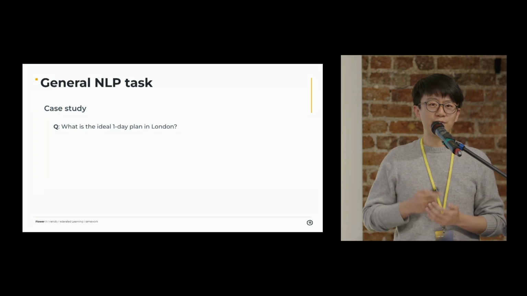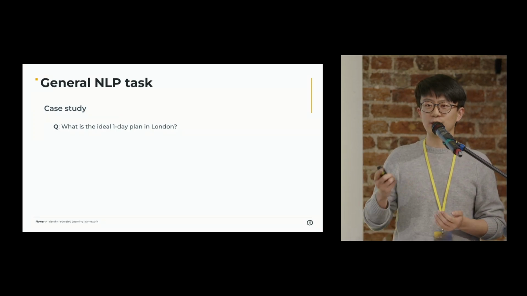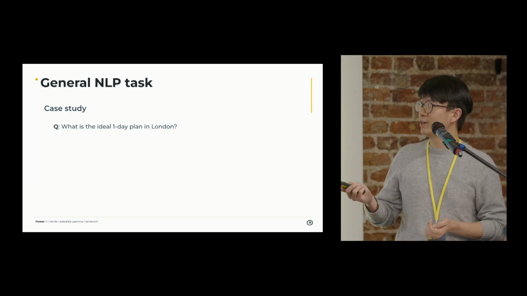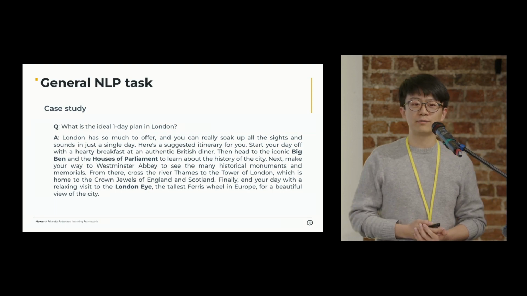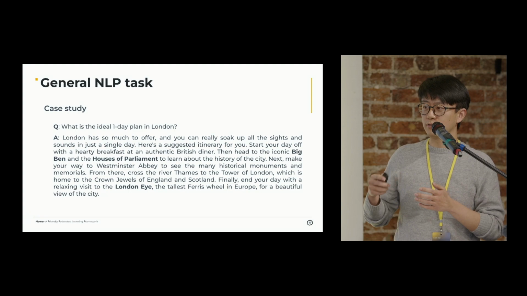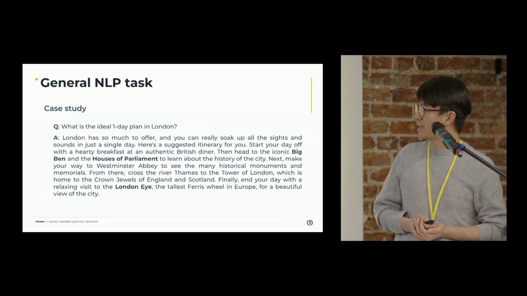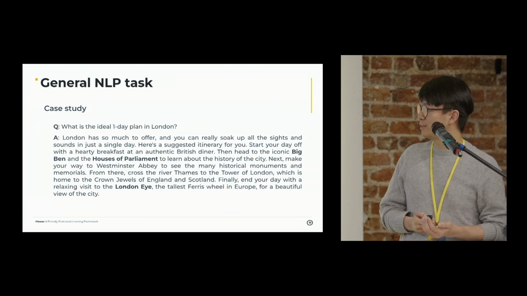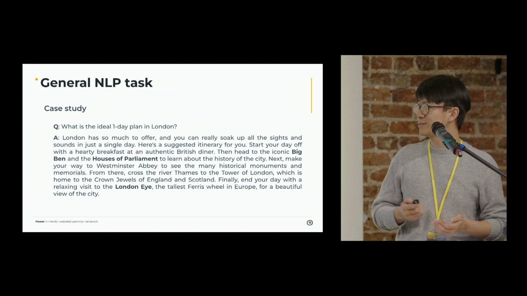So is a federated trained LLM really useful? Let's just test it with a question. The question is, what's the ideal day plan in London? And here's the answer generated from a model from the federated training. You see the Big Bang, the Houses of Parliament, the London Eye. It seems a very, very nice plan, right?